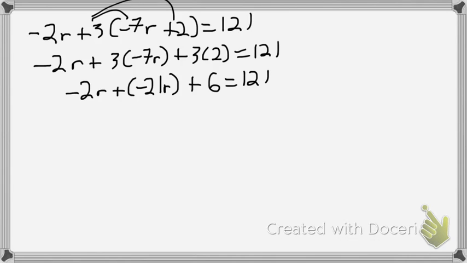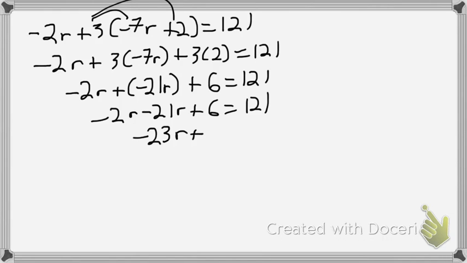So now what we want to do is combine like terms. We're going to put that negative 2r and that negative 21r together. So we get negative 2r minus 21r plus 6 equals 121. Negative 23r plus 6 equals 121. Remember, now we need to figure out how to get that 6 away from that r. So we're going to deal with the 6 first, and then the 23.